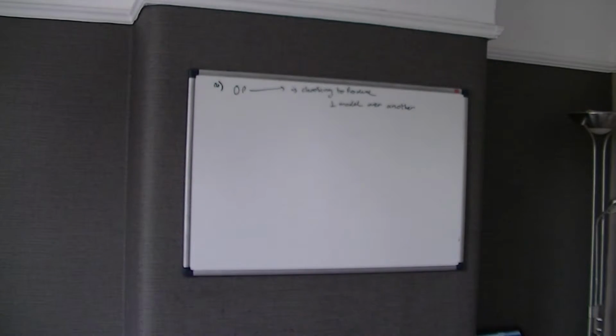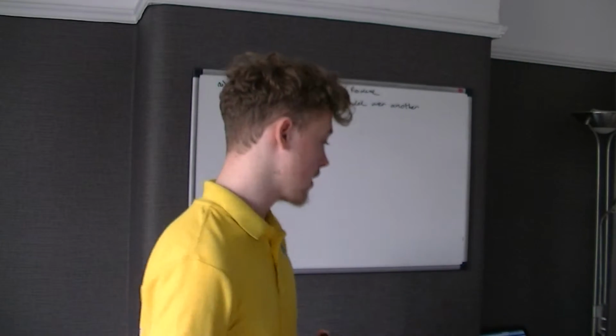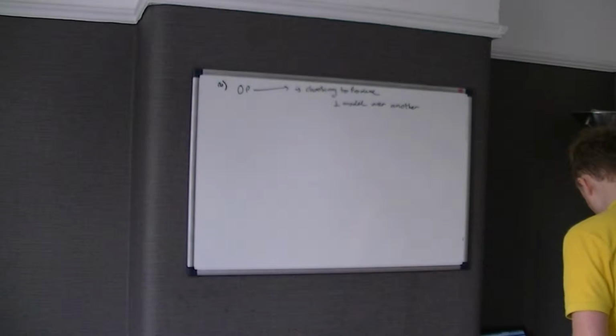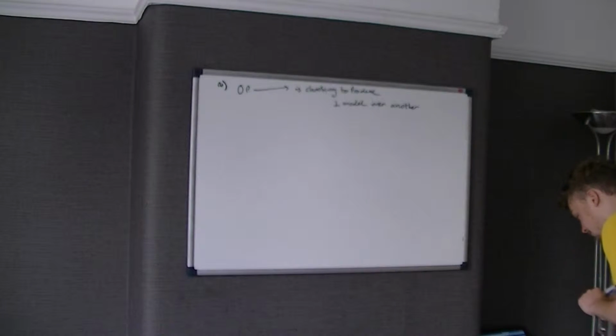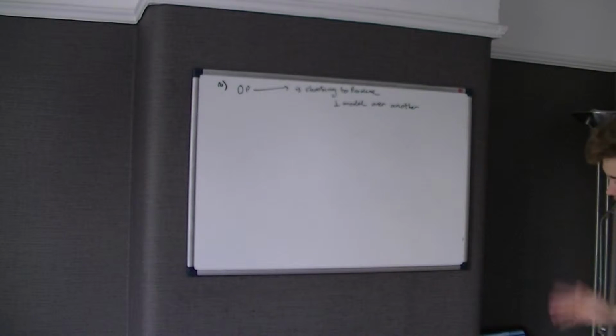Okay, so welcome. This is the next question for OCR's AS Economics video. This is June 2014. Question 3 is a little bit more difficult than 1 and 2, and it's looking at specialisation.